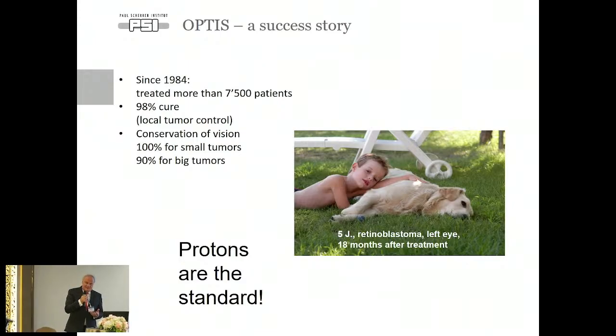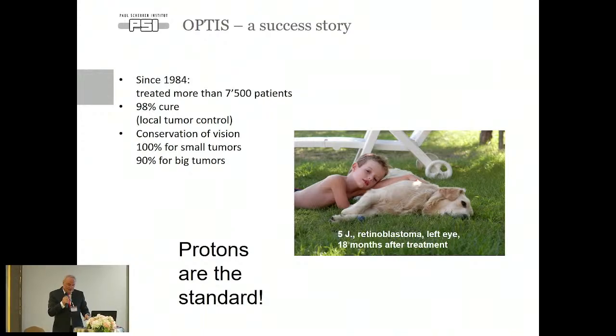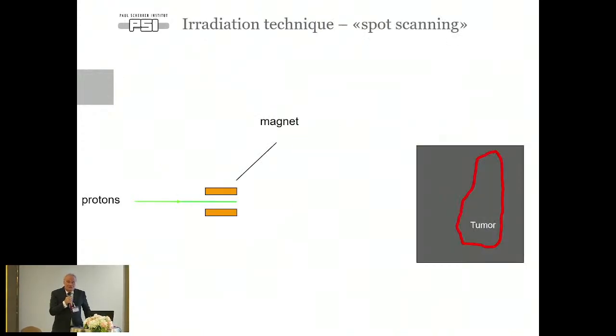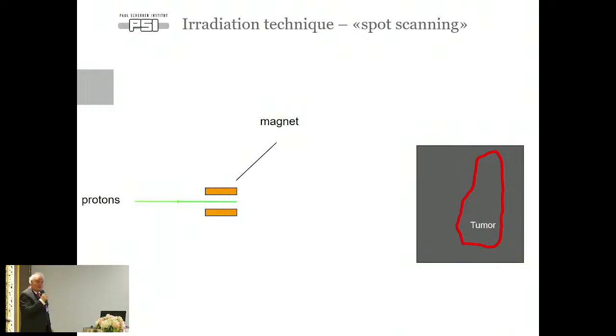Motivated by this success, PSI in the late 1980s decided to expand the proton therapy program to also treat other kinds of tumors, not only these eye tumors, and use a completely different irradiation technique, which we at that time called spot scanning. Nowadays it's more called pencil beam scanning. And here is how this works.